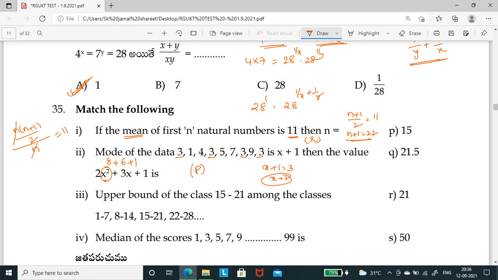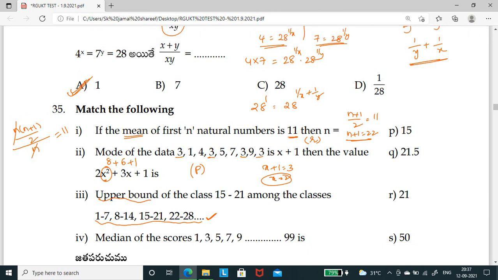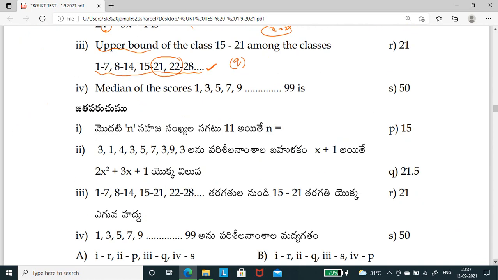Next, upper boundary of the class 15 to 21. Here if you observe, these are all nothing but inclusive classes. If you want to find the upper boundary, you need to make them exclusive classes. Then what is he asking? From 15 to 21, you need to take the average of 21 and 22. Hence it is nothing but 21.5. So R, P, Q. So where can I find R, P, Q?